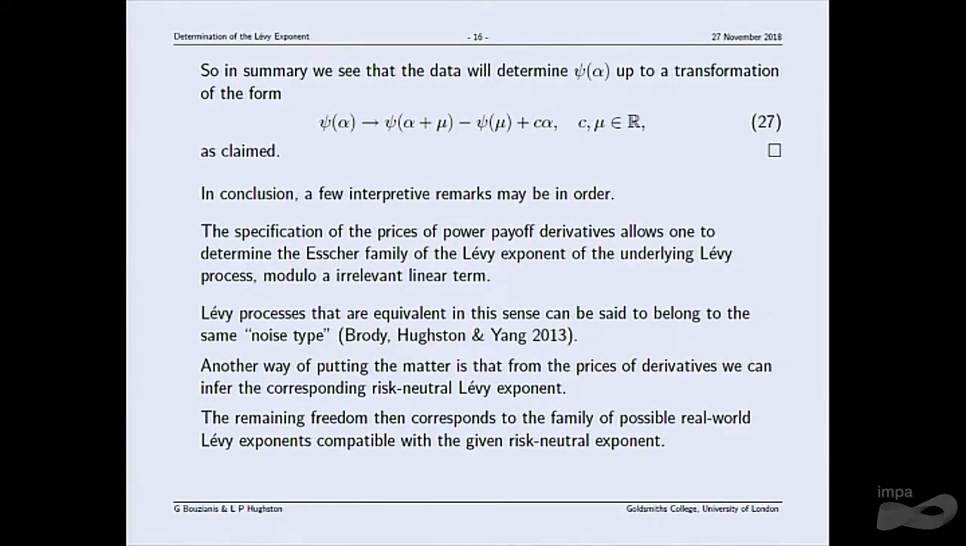This is not surprising, of course, because if you're going to work with options data, then certainly the best you can do is a result that is essentially a calculation in risk-neutral measure. But the point here is that you can get the Levy exponent in the risk-neutral measure, and then from there one has a family of Levy exponents that are related by the measure transformations away from the risk-neutral measure. So if you like, the remaining freedom then corresponds to a family of possible real-world Levy exponents compatible with the given risk-neutral Levy exponent.